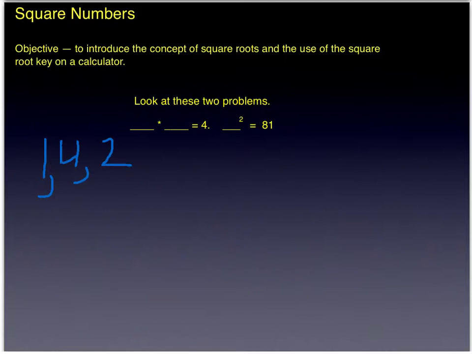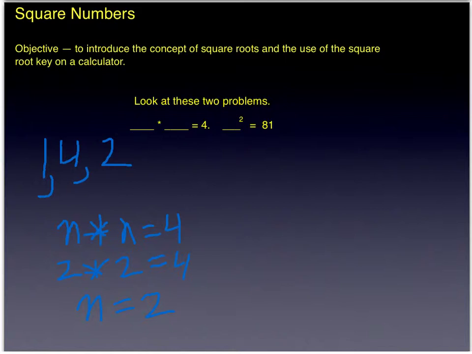Now, what if we replaced those blanks with a variable, n? So n times n equals 4. What are our choices, given that n is the same number? n obviously would have to be 2. 2 times 2 equals 4. Since it has to be the same number, n would then equal 2. Okay?